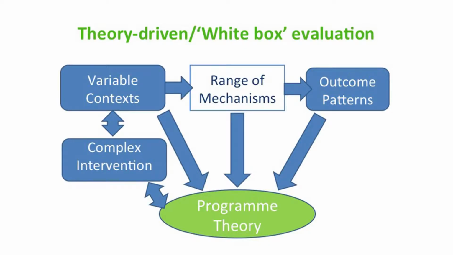So to address the black box problem, theory-driven evaluation illuminates the box in what's called sometimes a white box evaluation. So the program theory draws together information from the complex intervention. It draws together an understanding of the variability of the context. It looks at a whole range of outcome patterns, and importantly, it looks at a range of mechanisms that are assumed to deliver the outcomes from the implementation. And then we get this whole program theory that understands the processes within.